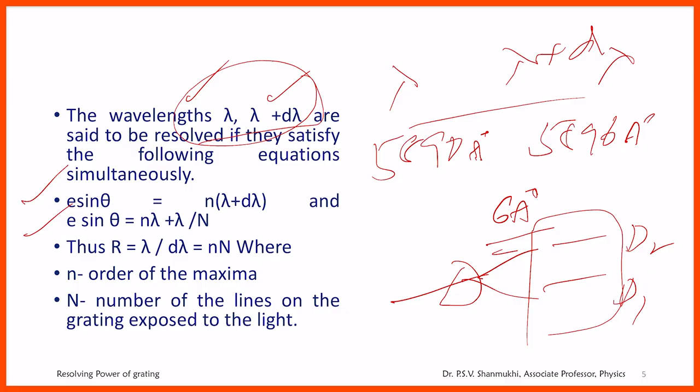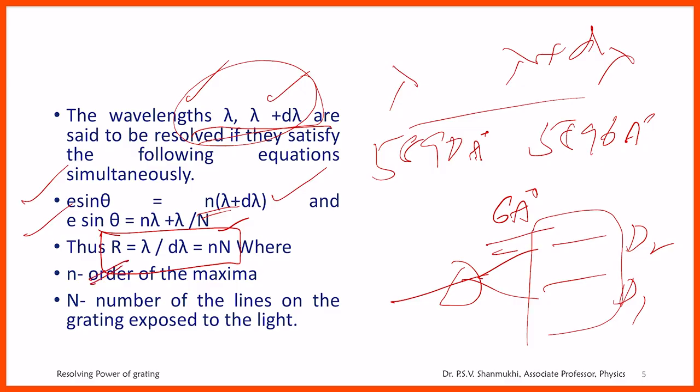Where k is the order of the spectrum; instead of k, now I am taking n. So e sin theta is equal to n into lambda plus d lambda, and e sin theta is equal to n lambda into lambda by n. If these two equations are satisfied simultaneously, automatically we say that the two wavelengths lambda and lambda plus d lambda are said to be resolved. On simplifying this, we get lambda by d lambda equal to n into N. This is called resolving power.